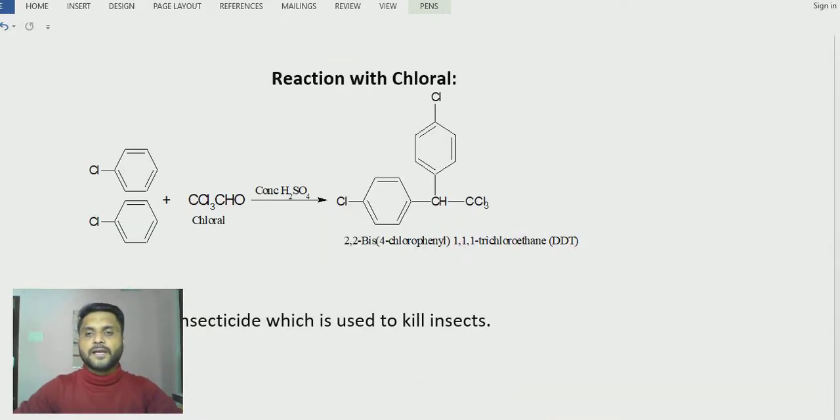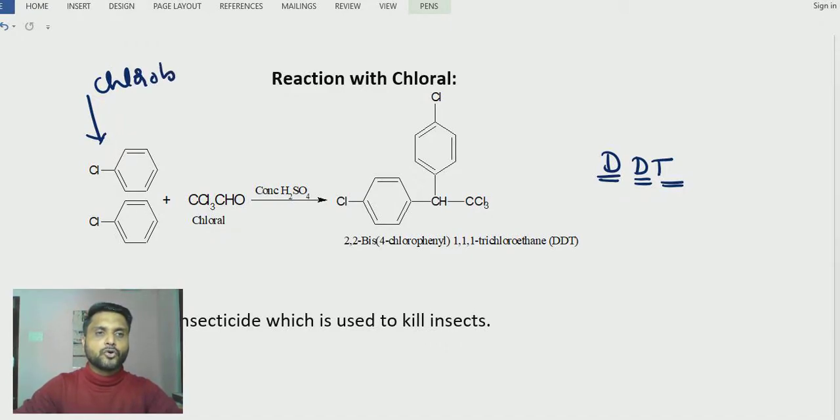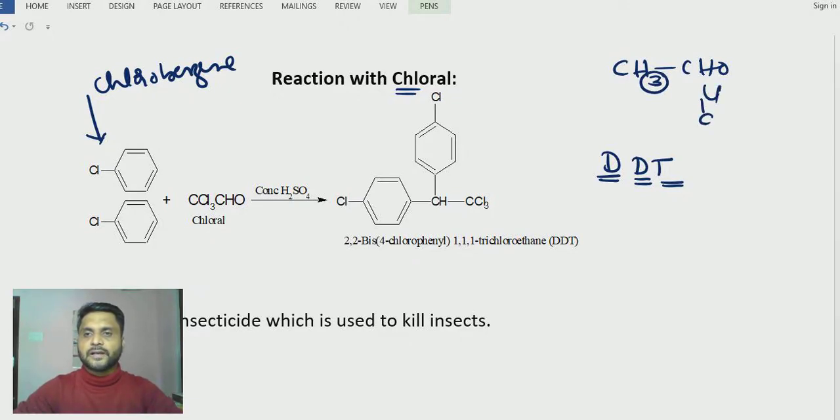The next one is how to prepare DDT. Dichloro diphenyl trichloroethane. So we have to make use of chlorobenzene. This is the chlorobenzene. Two moles of chlorobenzene react with chloral. What is chloral? Chloral is an acetaldehyde derivative. Remove hydrogen atoms, so introduce Cl. This is trichloroacetaldehyde, which is also called chloral.